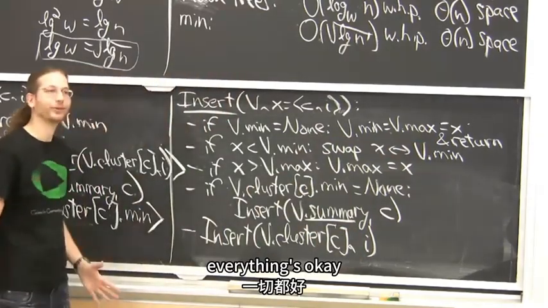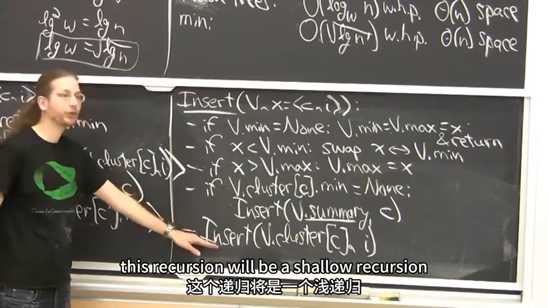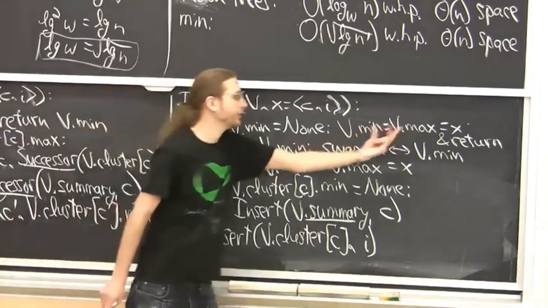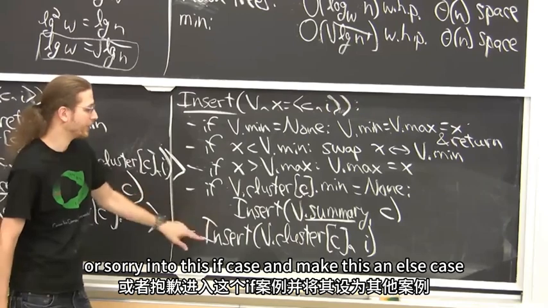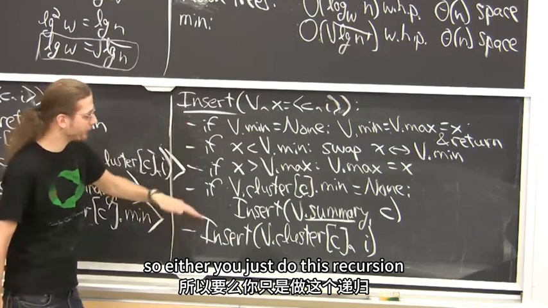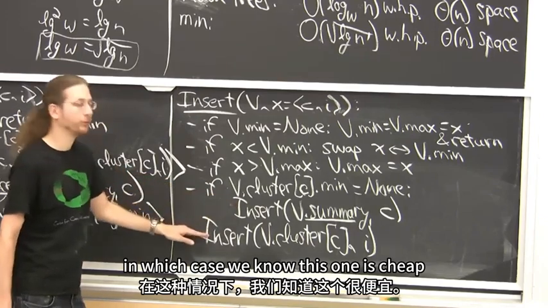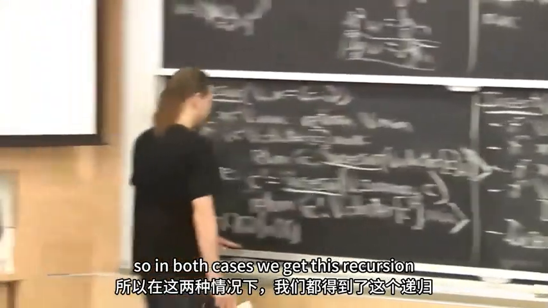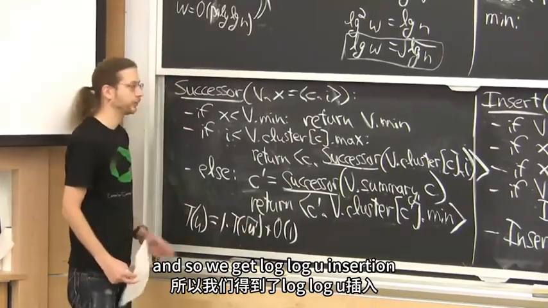So everything's okay. If we recurse in the summary structure, this recursion will be a shallow recursion, it just does one thing. You could actually put this code into the if case, and make this an else case. That's another way to write the code. But this will be a very short recursion. So either you just do this recursion, which could be expensive, or you just do this one, in which case we know this one is cheap. If this happens, we know this will take constant time. So in both cases, we get this recursion, square root of u plus constant, and so we get log u insertion.